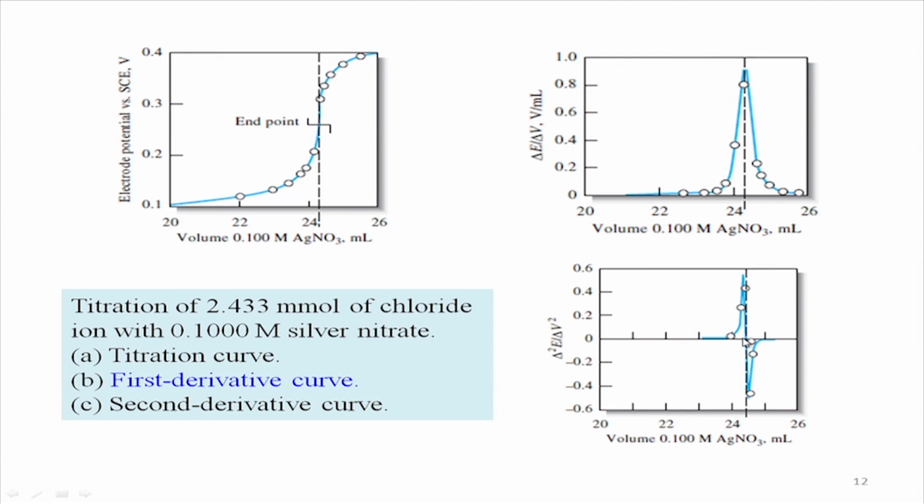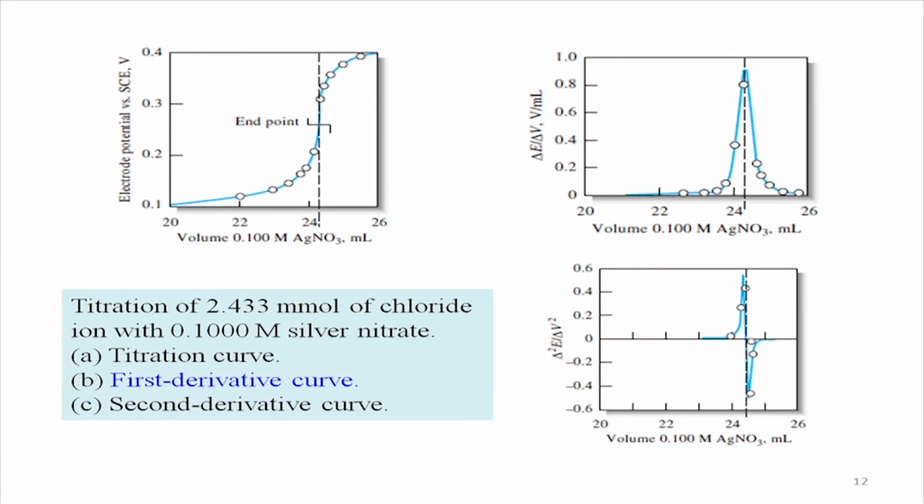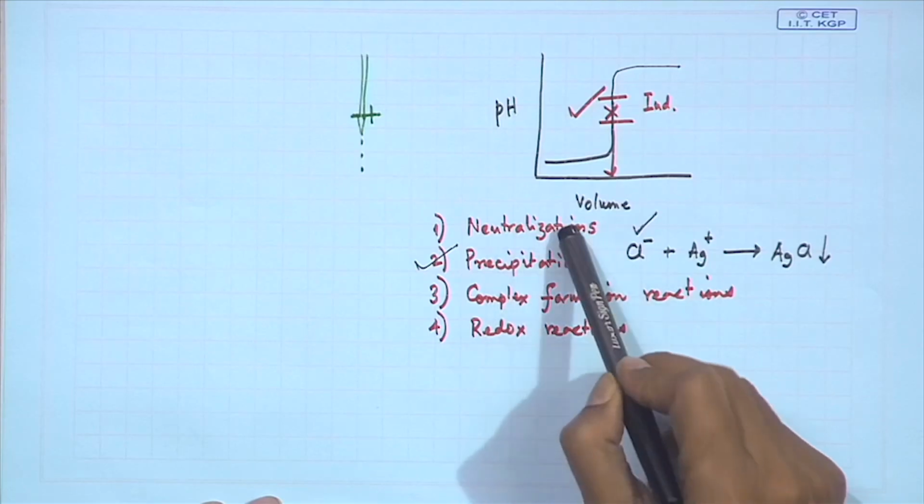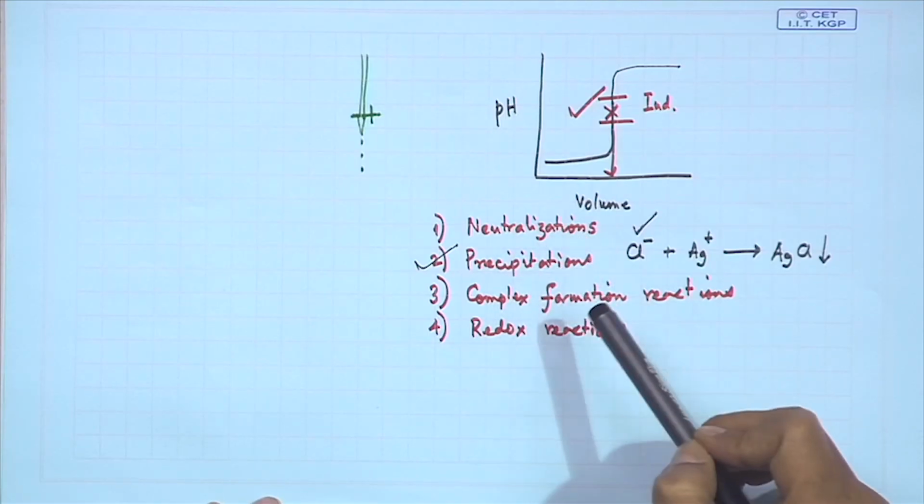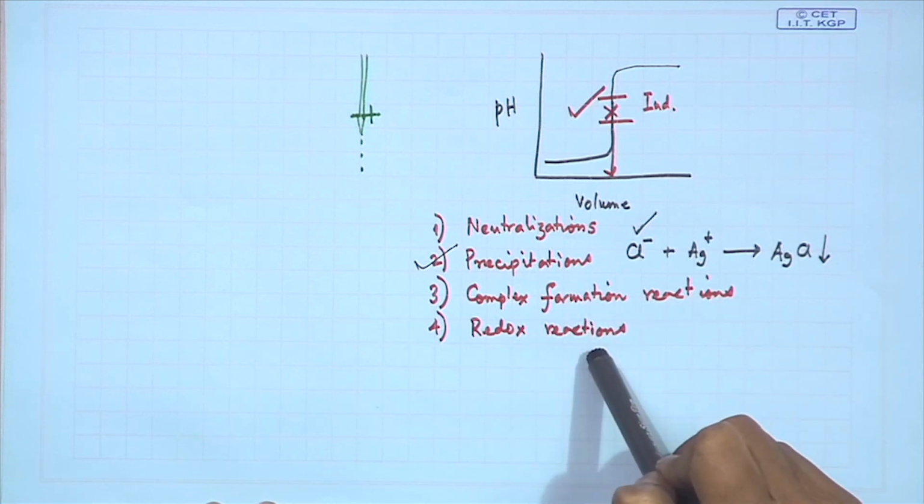So, all these titrations you can monitor and determine. The only thing is that the electrode potential you can handle, and that electrode potential can give rise to the end point for all these determinations of the different types of titrations, starting from neutralizations, the precipitations, the complex formation, as well as the redox reactions.